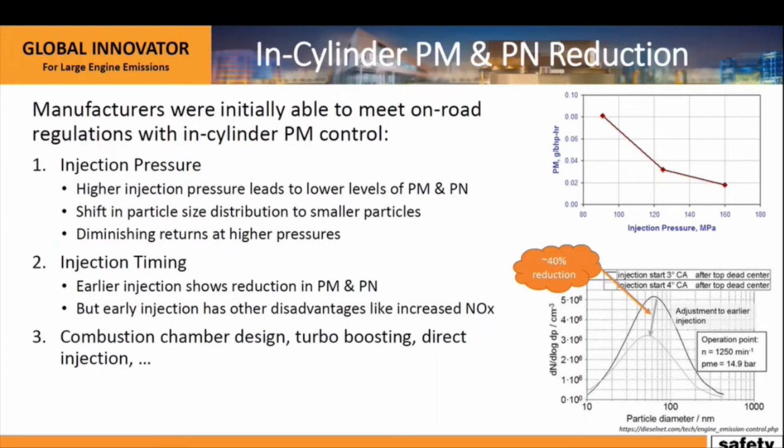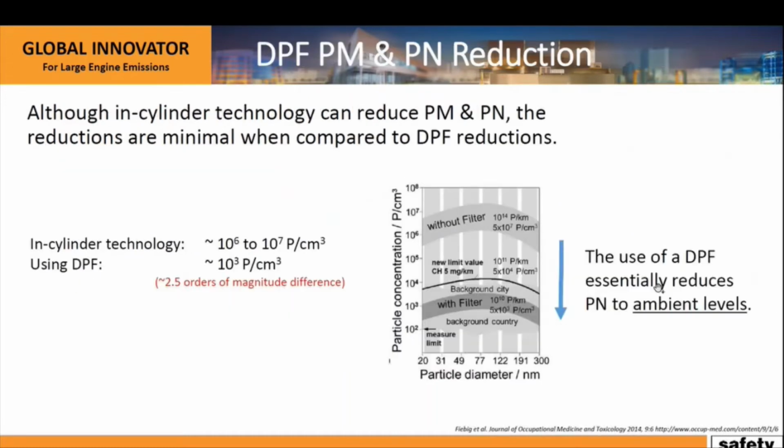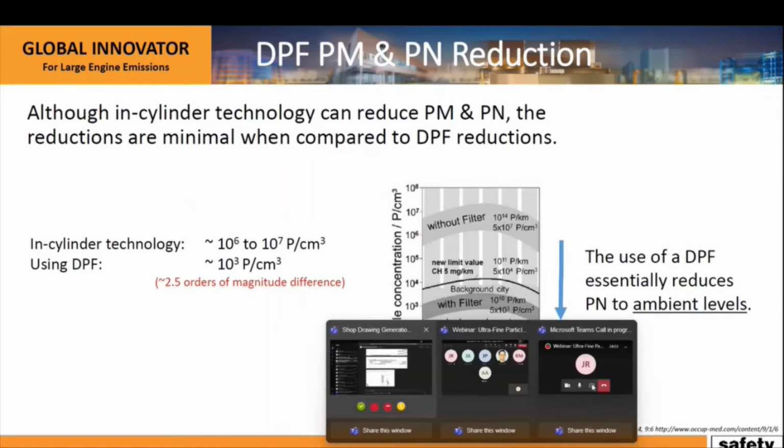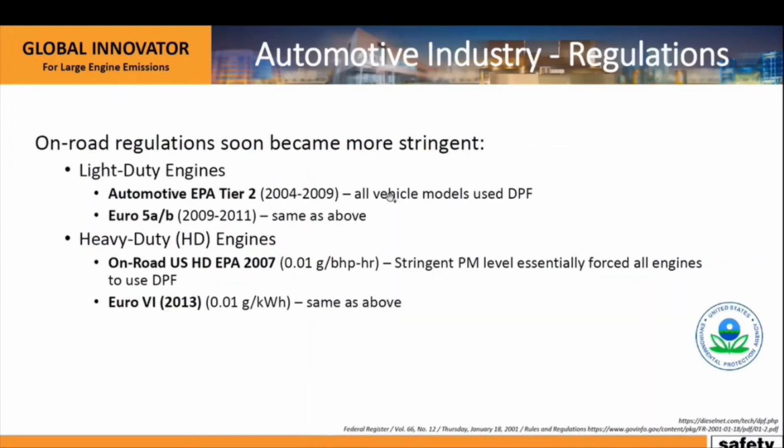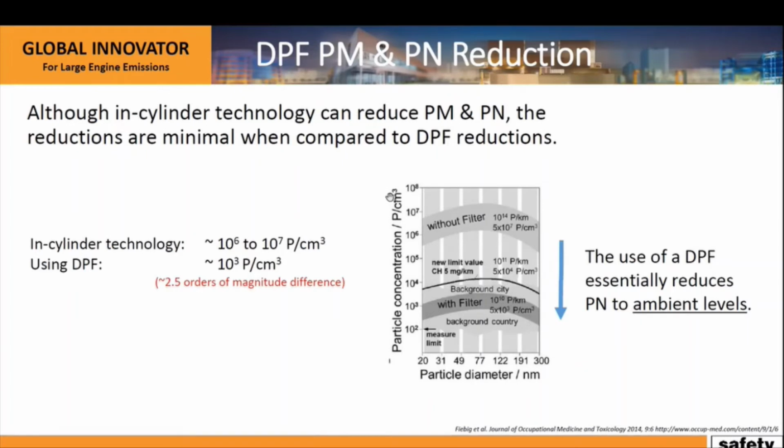Now they've made great strides. That said, even so, you will still always get better performance with a DPF, and so that's what we're showing here. So if you look at this graph, basically what we're looking at here is particle concentration on the y-axis over cubic centimeters, and then the x-axis is really particle diameter, but that's not really the important part.